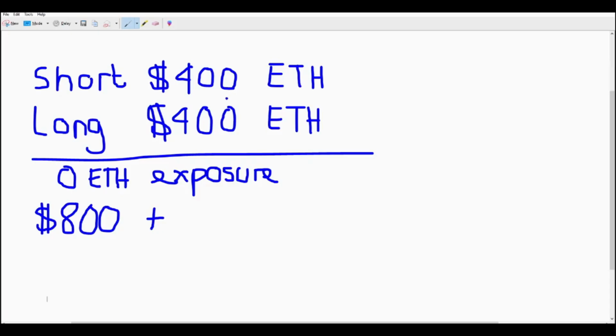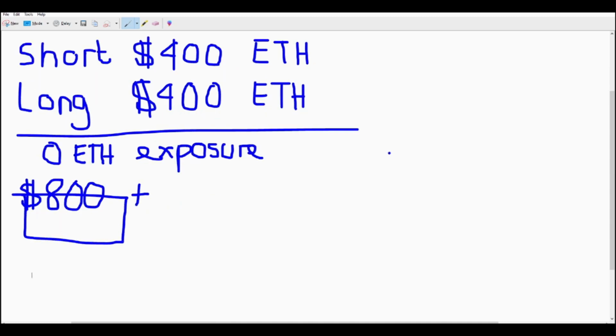Just to show you here what I'm talking about. What happens is you're shorting $400 worth of ETH perpetual futures, and then you're long $400 worth of ETH spot. And that effectively gives you 0 ETH exposure. So in your portfolio, you will have 0 exposure to ETH, but the total value should still be $800 no matter where the price of ETH goes.